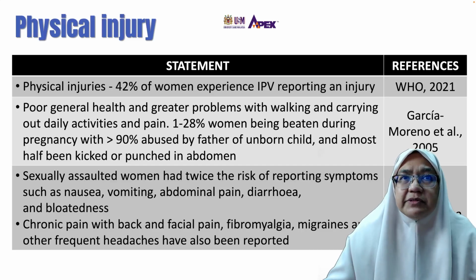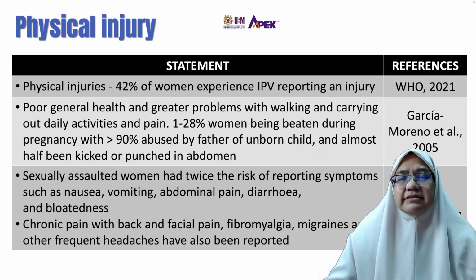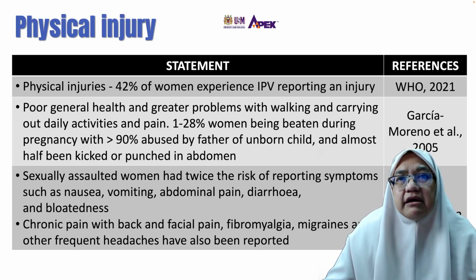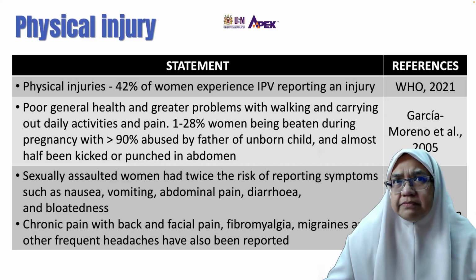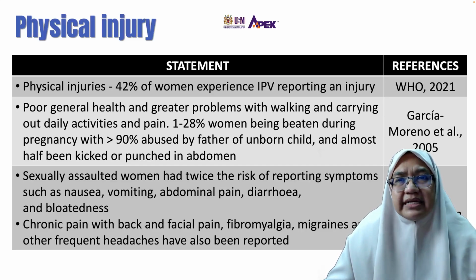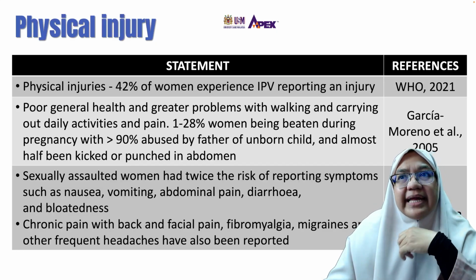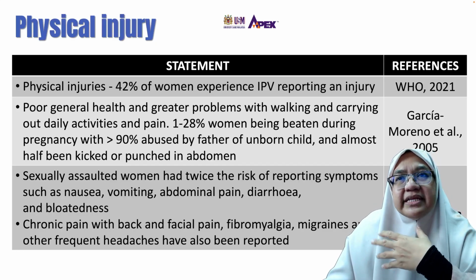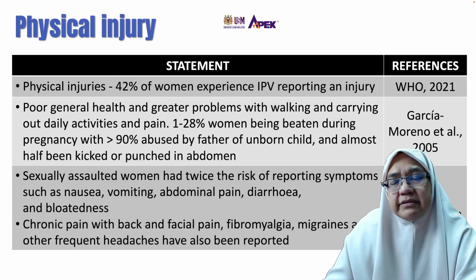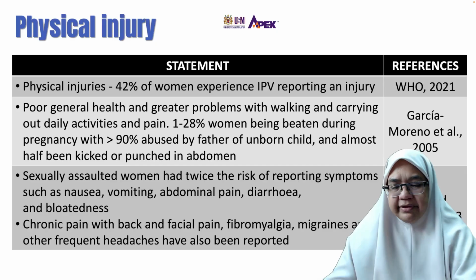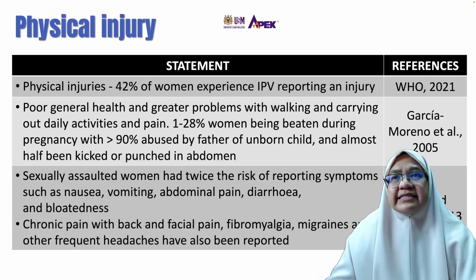1 to 28% of women are beaten during pregnancy, and this is another sad finding. More than 90% of them are abused by the father of the unborn child. As we know, the father should be the protector, but in cases of abuse, more than 90% of the abusers are the father of the unborn child, and it is reported that they kick or punch the abdomen. So it is very sad to see these statistics.